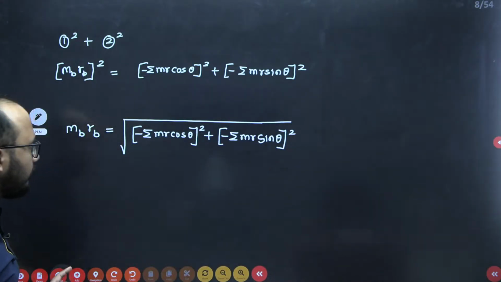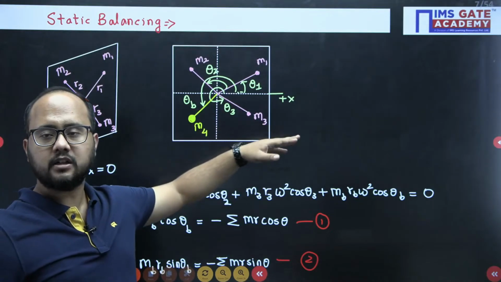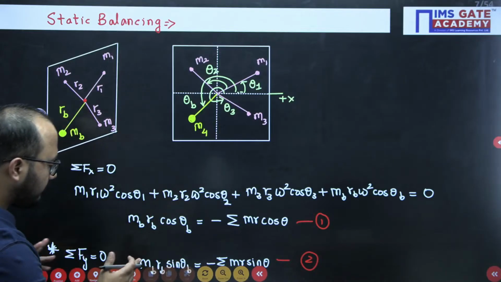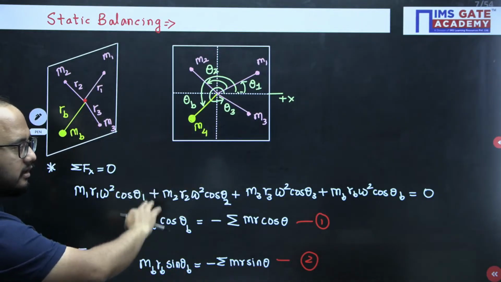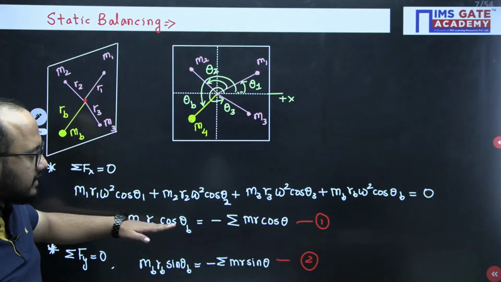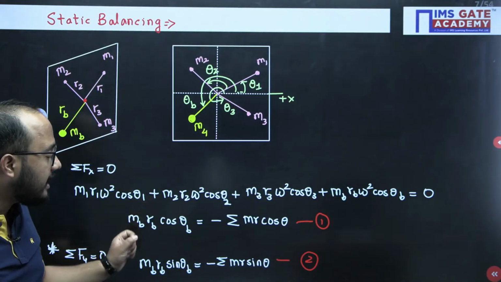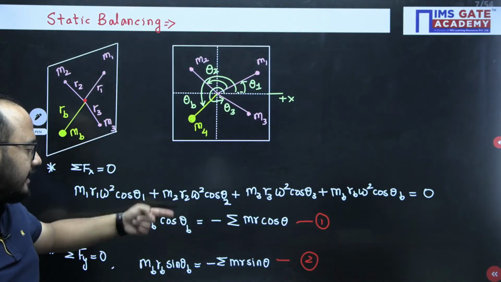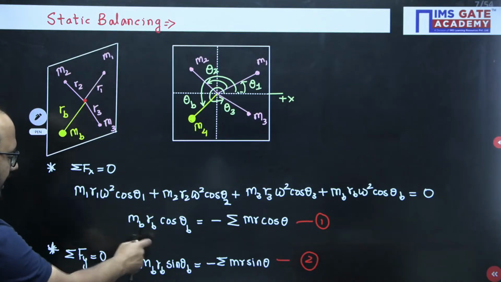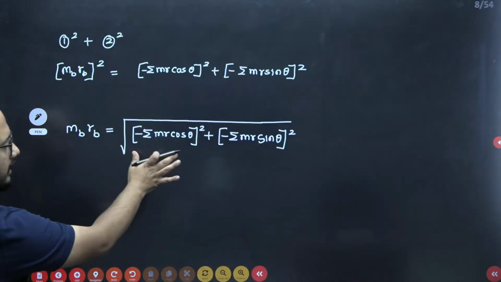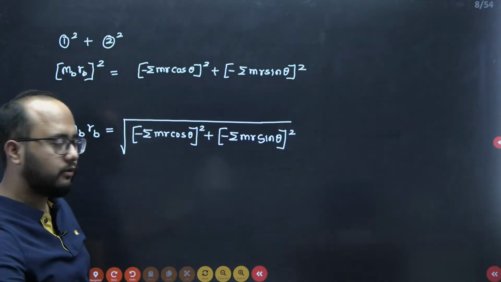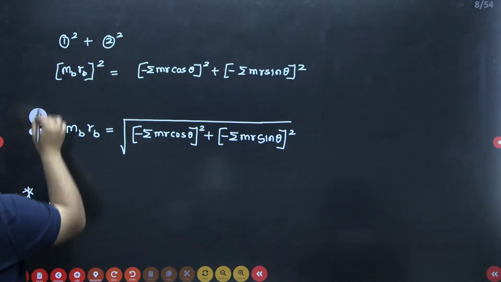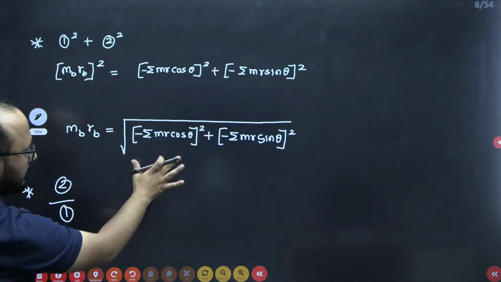Now very important point here, guys. When we have taken the components along x and y, we have taken horizontal and vertical components for all the forces, and we get this equation 1 and equation 2. If I divide equation 2 by 1, sin theta divided by cos theta becomes tan theta, and MB RB will get cancelled out. So this relation will help you to get the balancing mass or radial location. For equation 1 and 2, first I squared and then added, so we get this relation.